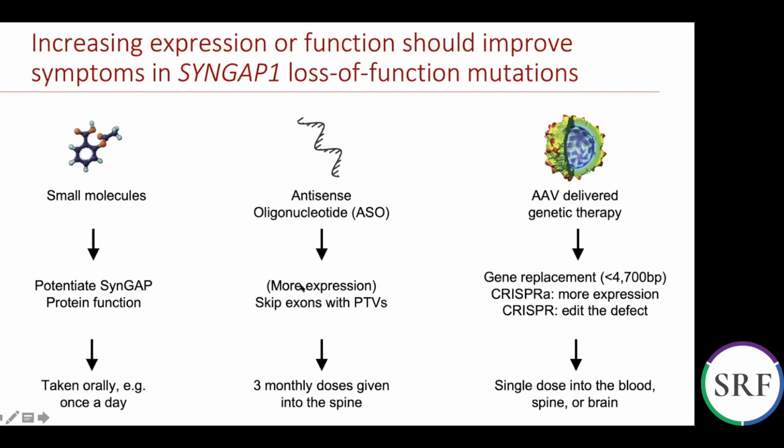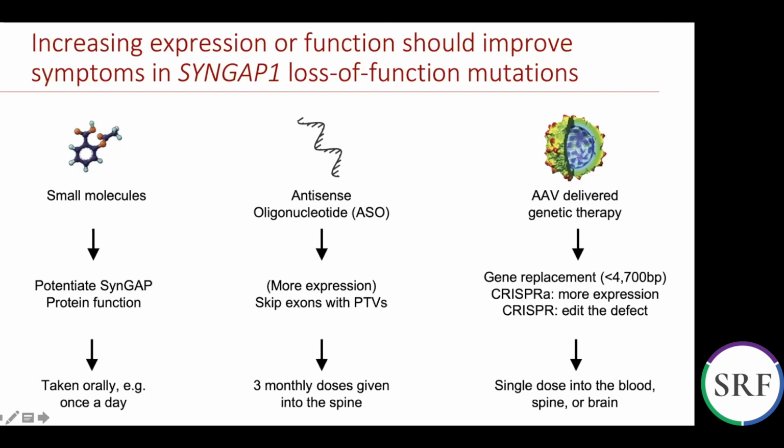This really relies on having a gene which has versions of it which are expressed which don't make protein. And I must say, it's not clear to me that SynGAP1 is one of those, but that might be an area for exploration. The other thing you can do is potentially skip exons which contain the protein truncating variant.